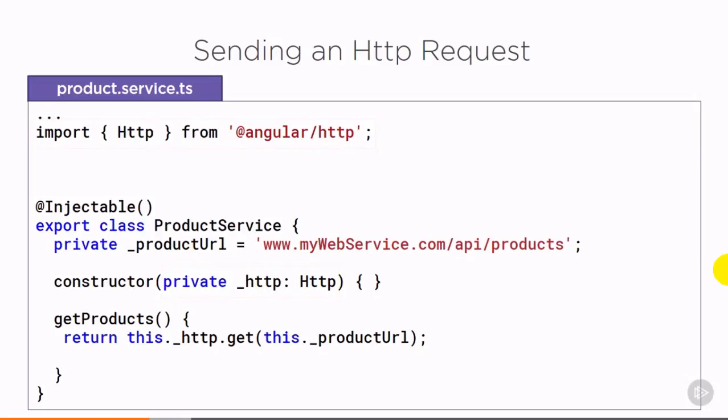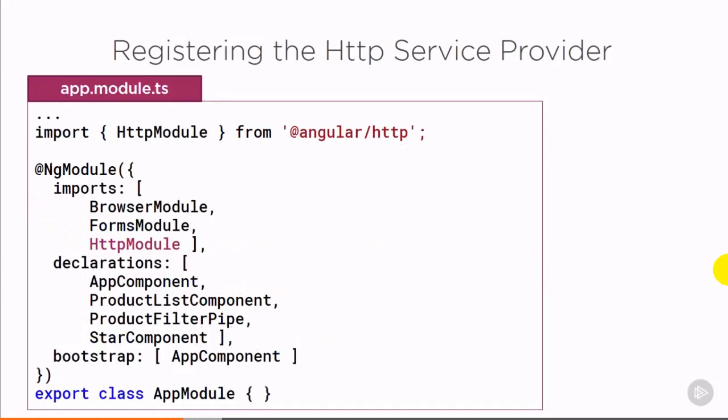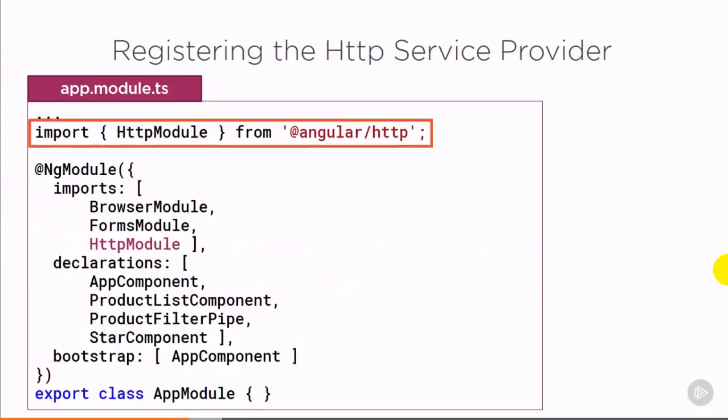As a side note, we had mentioned earlier that in some cases the Injectable decorator was optional. Now that our product service has an injected dependency, the Injectable decorator is required. Recall also from the last course module that before we can inject a service in as a dependency, we need to register that service's provider with Angular's injector. The HTTP service provider registration is done for us in the HttpModule included in the Angular HTTP package.